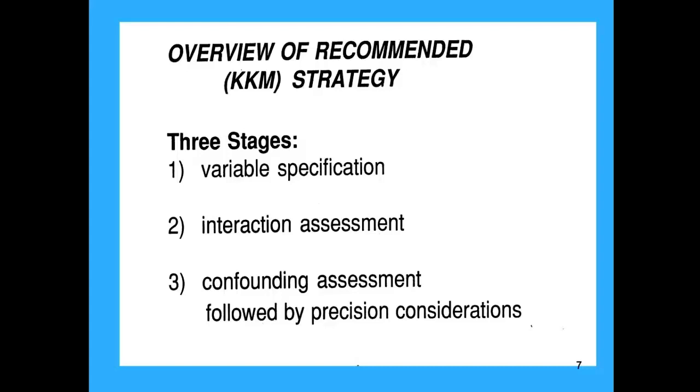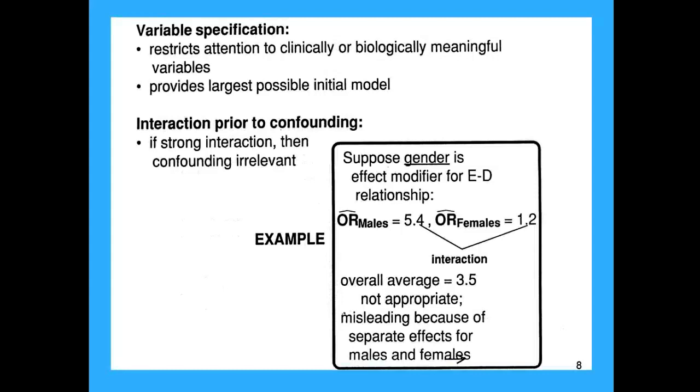So you don't just use an algorithm, which provides the largest possible model, and eventually you're going to whittle it down by looking at confounding, interaction, and precision to come up with the best model. Now, variable specification comes first, because that's when you're doing something reasonable according to what the literature says, and conceptualization. Then I say the next step should be interaction.